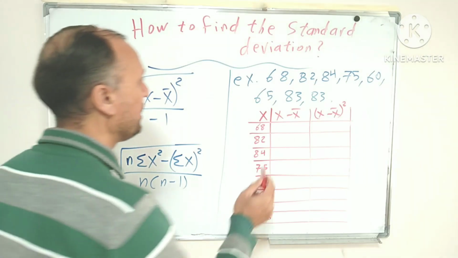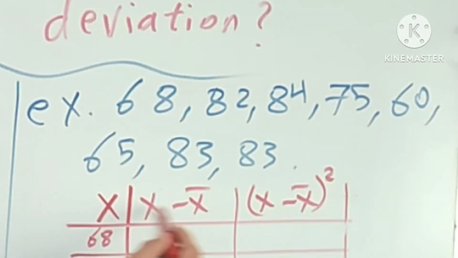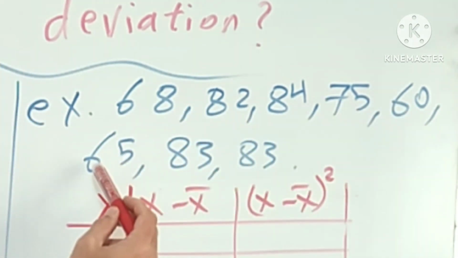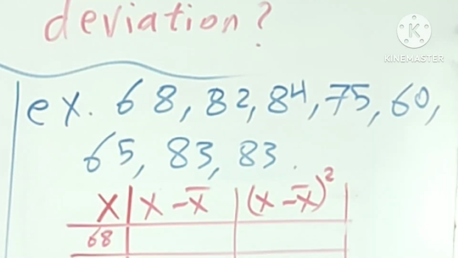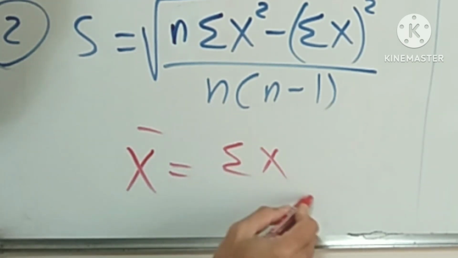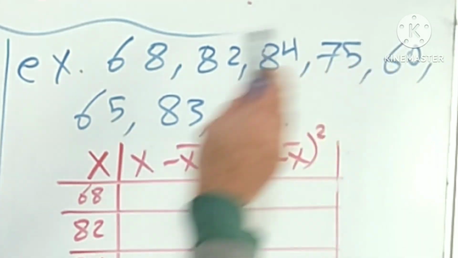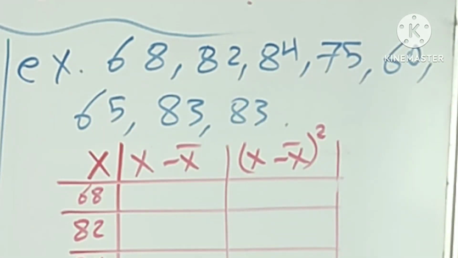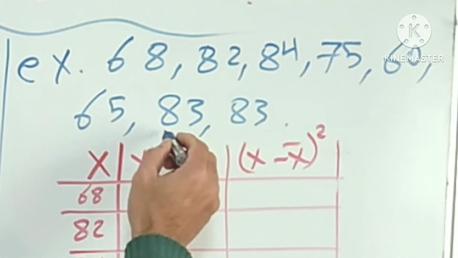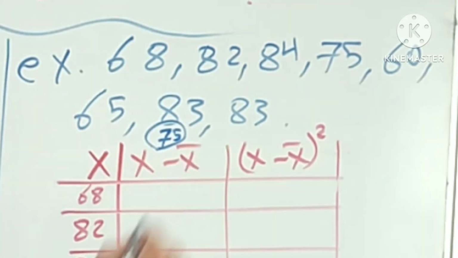In this data, we have to find the mean for this data first. What is the mean? How can we find the mean? It is easy: add all these data and divide by the number of the data. Remember that x bar is equal to sigma x over n. Use your calculator and find the mean of this data by adding all these data and dividing by the number of it. 1, 2, 3, 4, 5, 6, 7, 8. We have 8 numbers. If you find the mean of this data, you find it is 75.